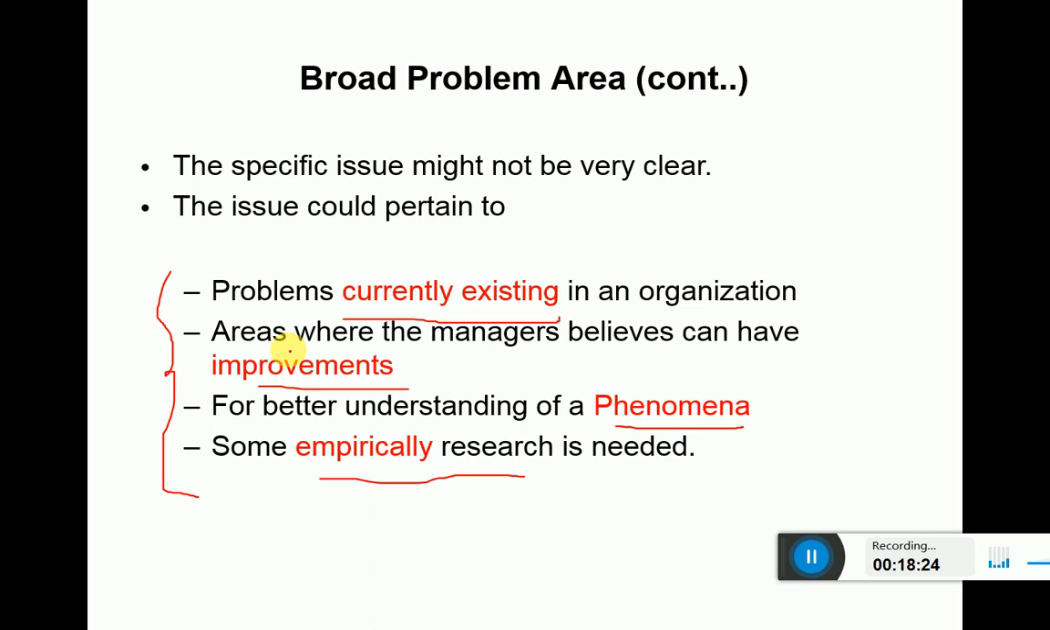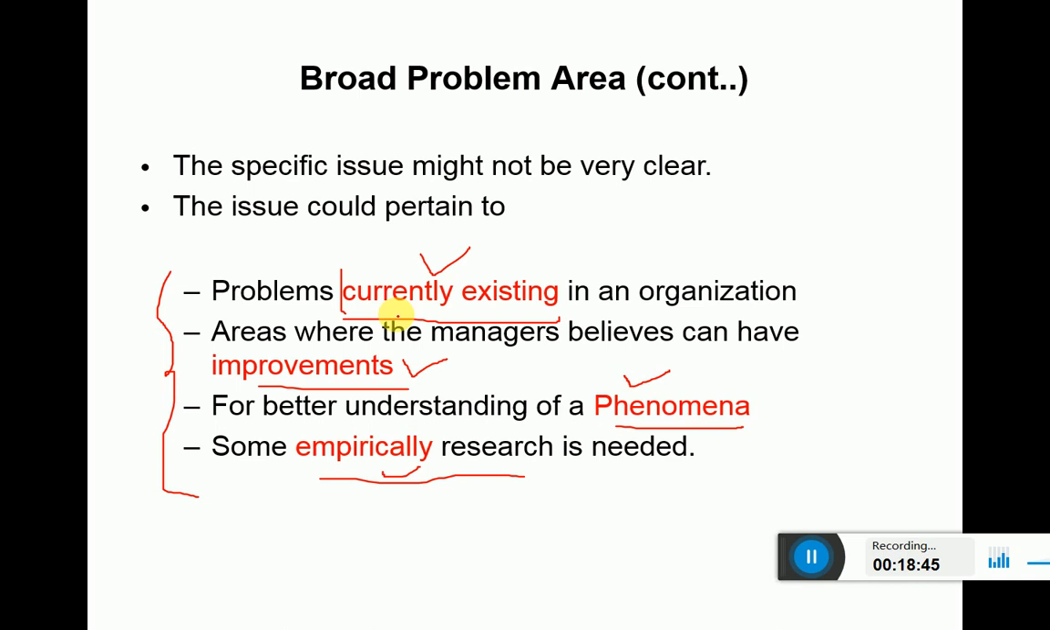Is it a currently existing problem in the organization? Is it a problem in some areas? Is it a problem of a phenomenon, concept or process? Or will the researcher find an empirical relationship? So there are different broad problem area perspectives. Now let me explain one by one in detail.